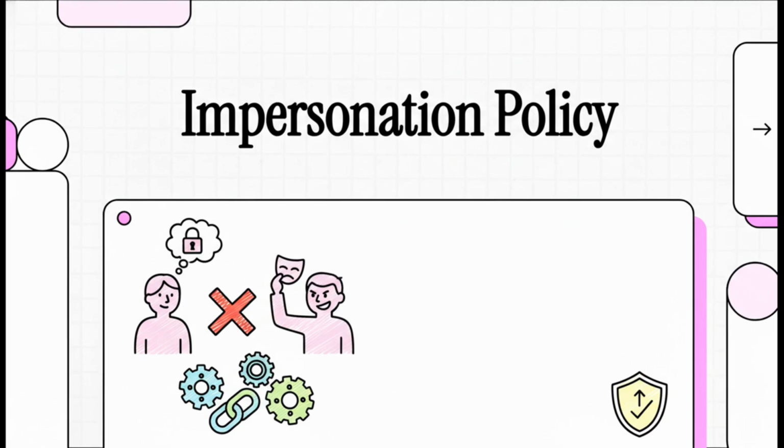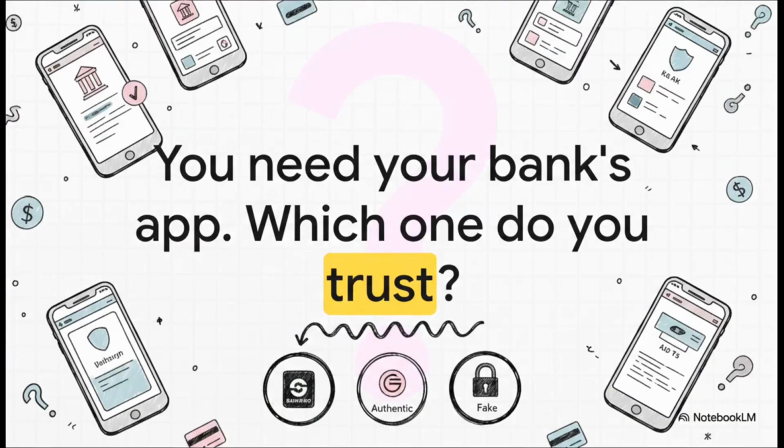If you're a developer, trust is pretty much your most valuable currency. But one simple mistake, one little oversight, can just wipe it out completely. So today, we're going to break down the impersonation policy, a rule that can literally make or break your app's reputation.